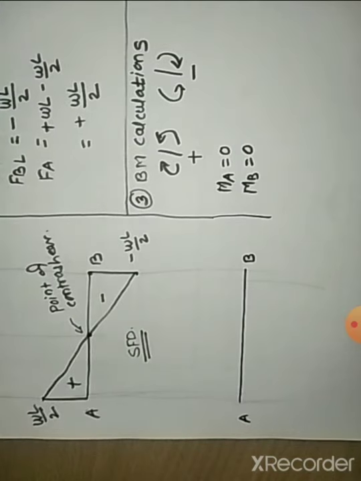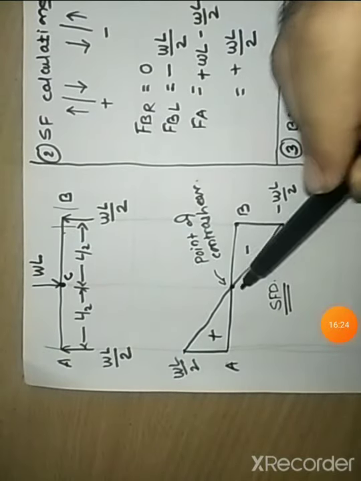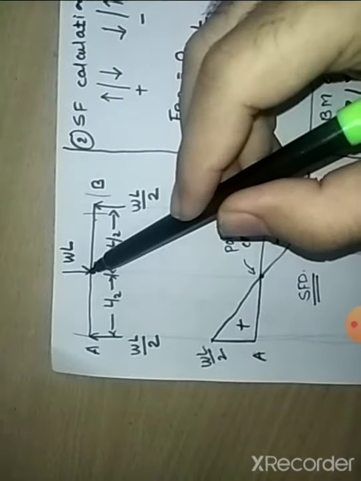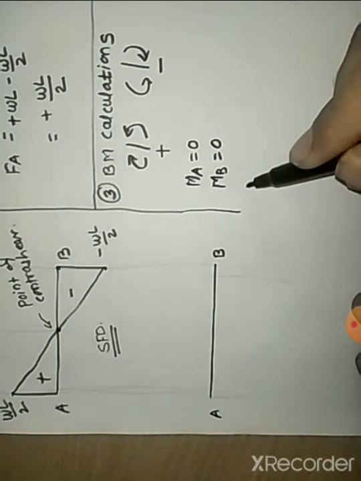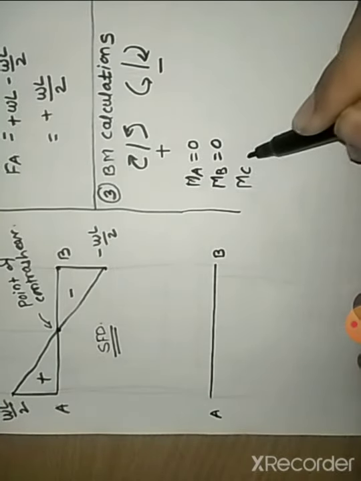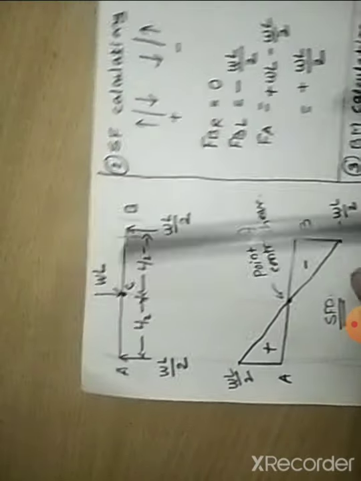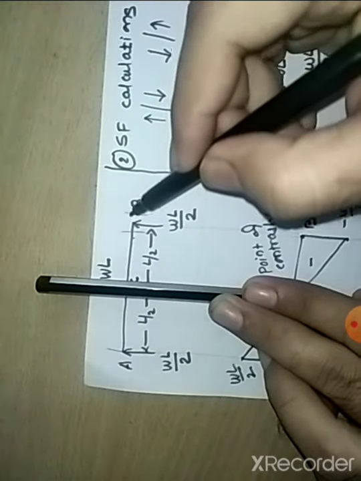So where is the bending moment maximum? We have to plot the point of contra shear on the beam diagram. So we have plotted this point as C. Now we just need to calculate one more moment, that is at point C. So it is simple. At point C, consider the right side.